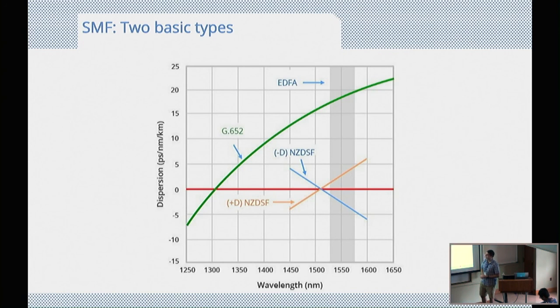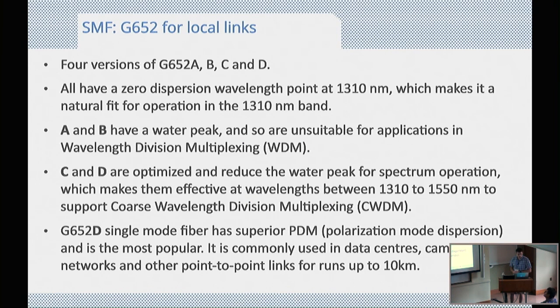So 652 has zero dispersion around 1310 nanometers. So we're going to use that with CWDM standards, which have their colors around 1310. And G655 has zero or close to zero dispersion around 1510, 1550. So G652 gets used for local links. They come in four different versions, A, B, C, and D.